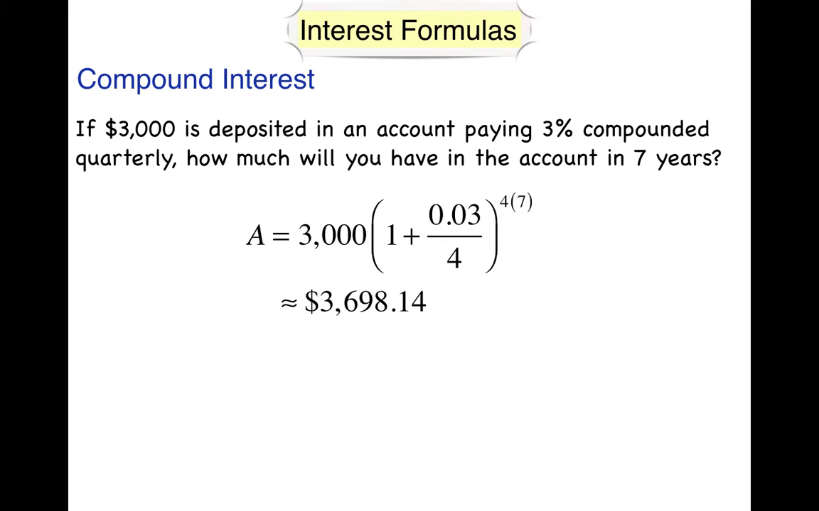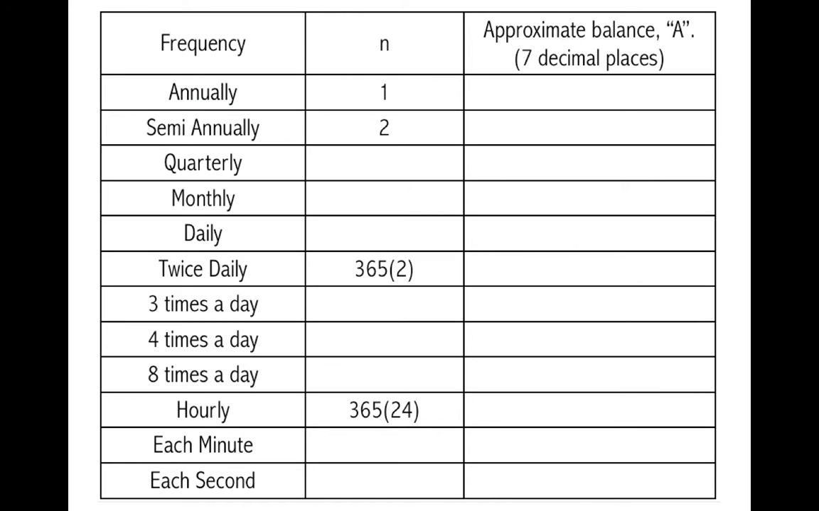Okay, so this is what I'm coming out with here after I plug in all these values: the 3,000 for the P, 0.03 for the rate. It's compounded quarterly, so I put in a 4 for my n, and 7 years gives me a t of 7. So I get $3,698.14. So the question begs itself: does this ever reach a limit, or does it ever stop getting bigger and bigger and bigger if we compound it more and more and more?